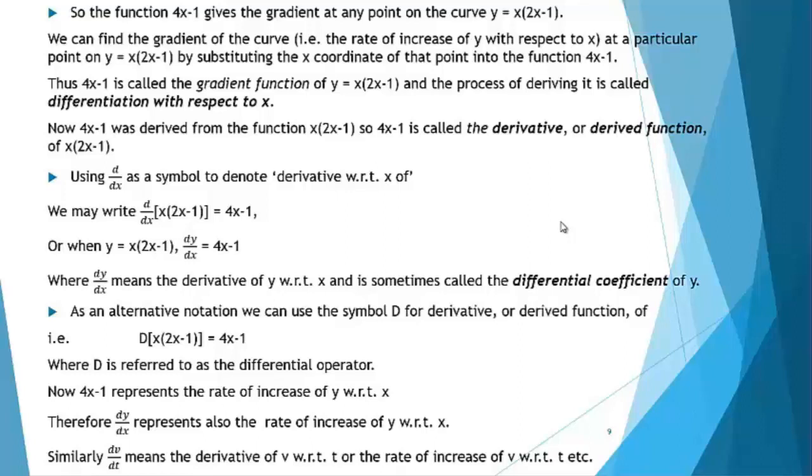Now 4x − 1 represents the rate of increase of y with respect to x. Therefore dy/dx represents also the rate of increase of y with respect to x. Similarly, dv/dt means the derivative of v with respect to t, or the rate of increase of v with respect to t, etc. So dv/dt is used when we deal with differential equations for velocities. So v represents velocity and t represents time. By finding the derivative of v with respect to t, we find the acceleration of the motion.